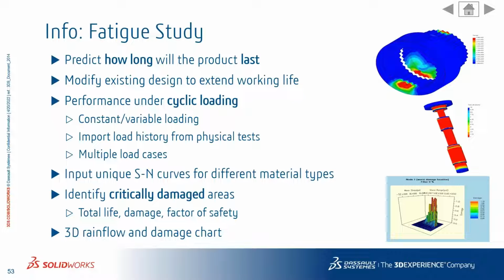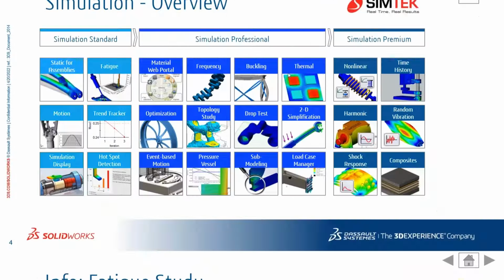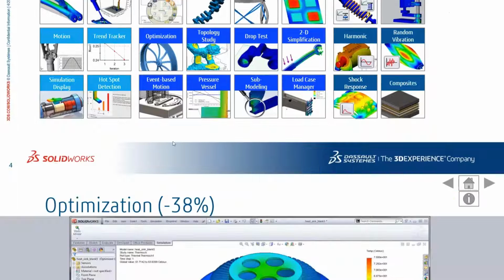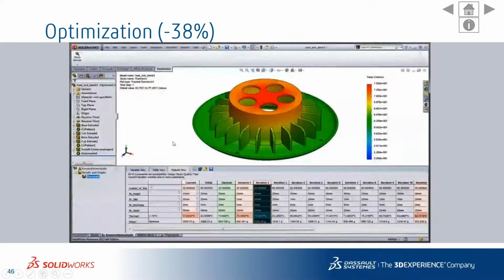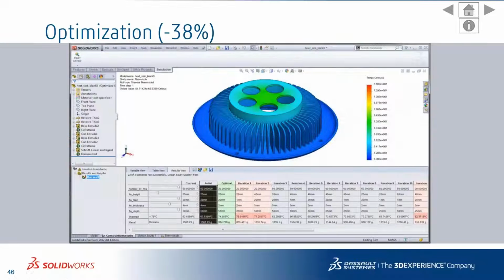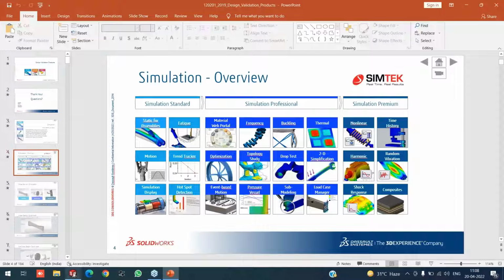Here we can calculate total life, damage and the factor of safety with respect to the load applied, in multiple load cases or single load cases. This is the simple overview. We'll get deeper now. I'll get to optimization next, when I complete the fatigue analysis. So let's go with fatigue analysis.